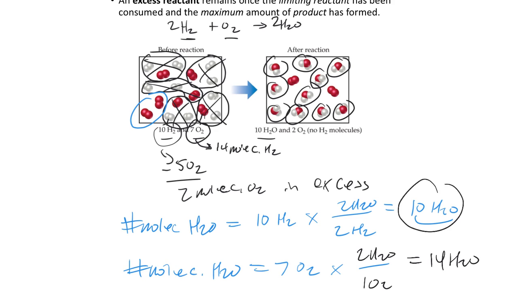And so here we'd be comparing which of the reactants produces less product. And once we get to the less product point, we've consumed that reactant. So once we get to 10 waters, we're out of H2s. So the H2s are being lost, water's being gained. So at this point here, the H2's gone. We don't have enough H2 to get to the 14 from oxygen.